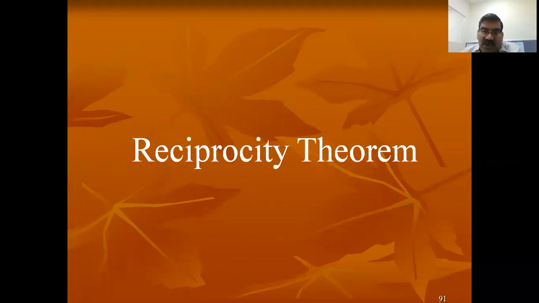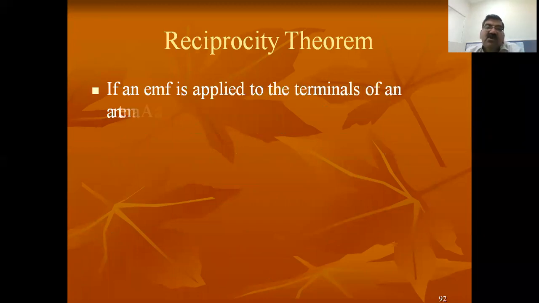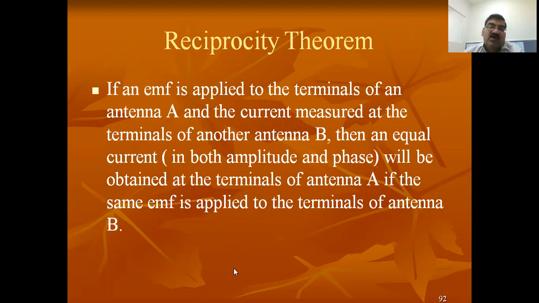And now quickly we will go to the reciprocity theorem. You have studied this theorem in electrical networks, so I will go through it briefly. If an EMF is applied to the terminal of antenna A, and the current is measured at the terminal of another antenna B, then an equal current in both amplitude and phase will be observed at the terminal of antenna A if the same EMF is applied to the terminal of antenna B. So reciprocity is the forward and reverse condition of any network, and we are applying it to the antenna.